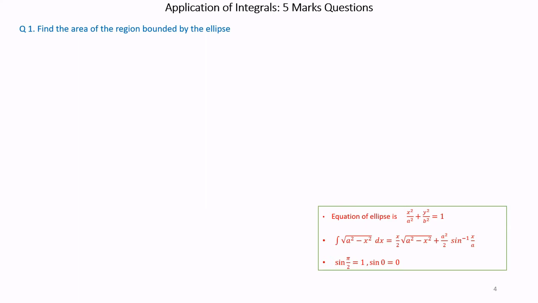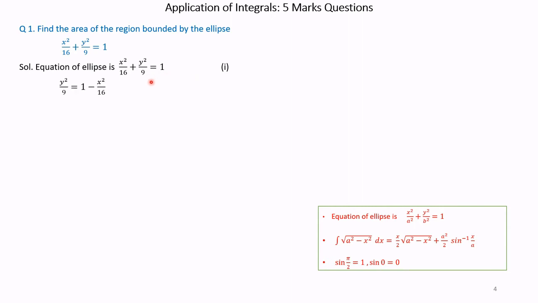We'll start next section by answering 5-mark questions. Question number 1. Find the area of the region bounded by ellipse. The given equation is x square by 16 plus y square by 9 equals 1. Solution. Equation of ellipse is copied as it is. That is x square by 16 plus y square by 9 equals 1. Let it be equation 1.